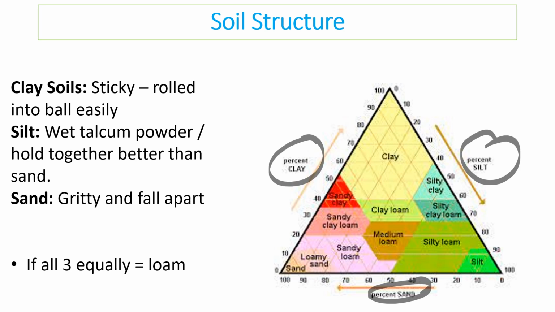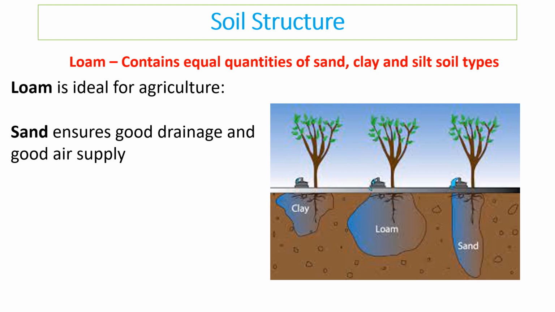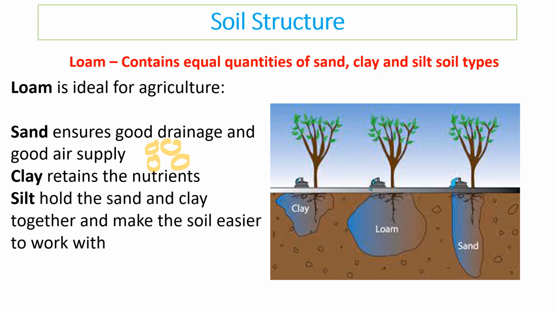Now, perfect conditions for us would be to have all three equally, which is something called loam: equal quantities of sand, clay, and silt soil types. Loam is ideal for agriculture because it has different properties of all of them. The sand allows good drainage and a good air supply, because if you remember, with sand the soil particles aren't close together, so you've got lots of air spaces. The clay retains nutrients because it's got lots of micropores between it which hold on to nutrients, and the silt holds the clay and sand together and allows it to work easier when you use it.